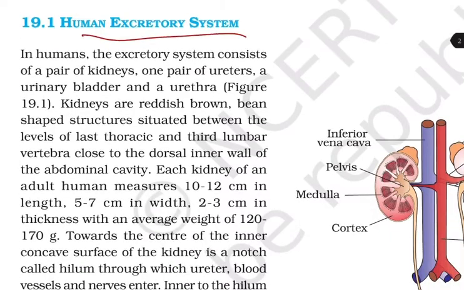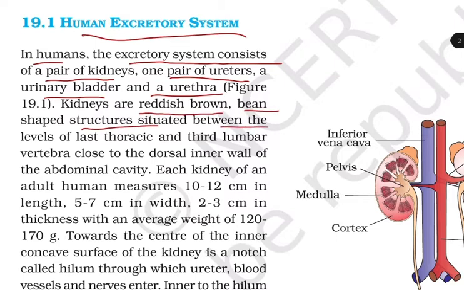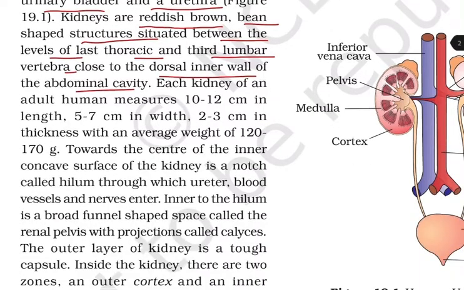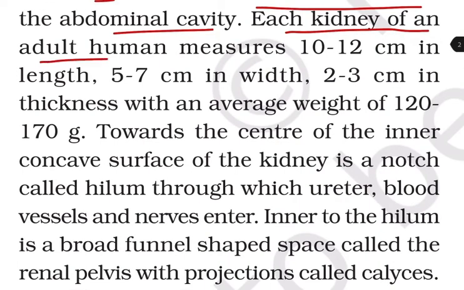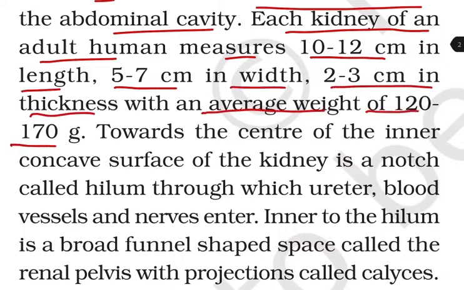Human excretory system. In humans, the excretory system consists of a pair of kidneys, one pair of ureters, a urinary bladder, and a urethra. Kidneys are reddish brown, bean-shaped structures situated between the levels of the last thoracic and the third lumbar vertebra, close to the dorsal inner wall of the abdominal cavity. Each kidney of an adult human measures 10 to 12 cm in length, 5 to 7 cm in width, and 2 to 3 cm in thickness, with an average weight of 120 to 170 grams.